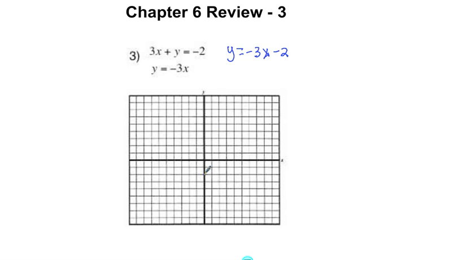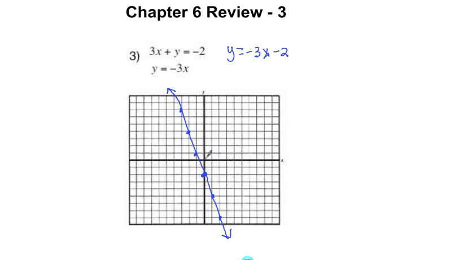I go to -2, and my slope is -3, so down 3 over 1, down 3 over 1. I go the other way, up 3 left 1, up 3 left 1, and so I'm going to have a line, oops, it's a little curved up at the top. That's okay, so there's one line.